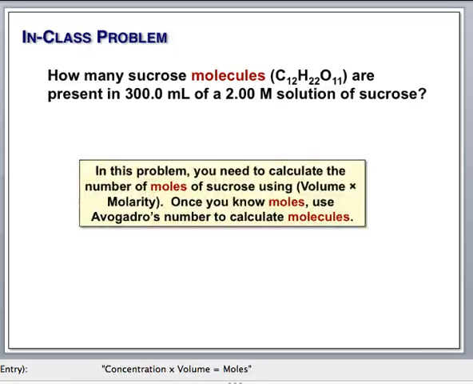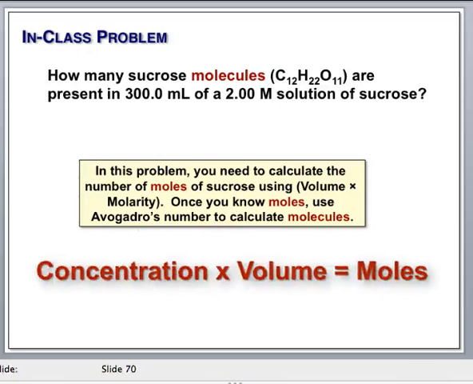We're going to do this this way. We want the number of moles of sucrose. We have a volume, and we have a molarity. Once we know the number of moles, we'll just use Avogadro's number, and we'll do the number of molecules. Now, remember how I always say, mass over molar mass is moles, and we all remember that, right? Here's another one to remember. So you have two things to say every day. Mass over molar mass is moles. Concentration times volume is moles.